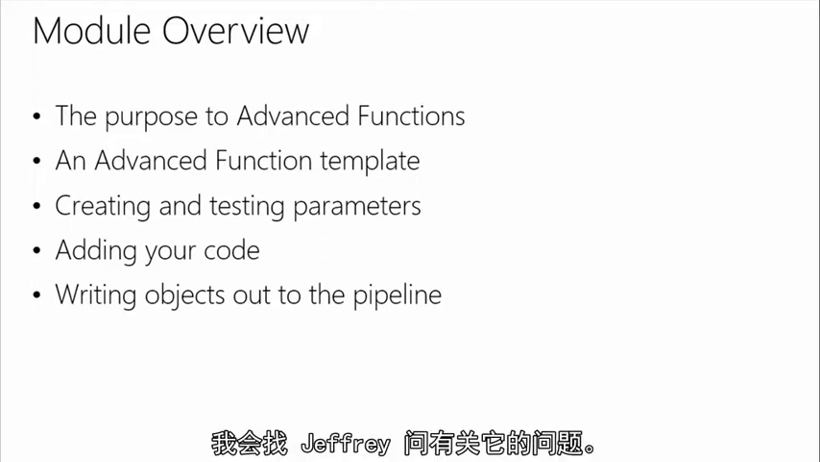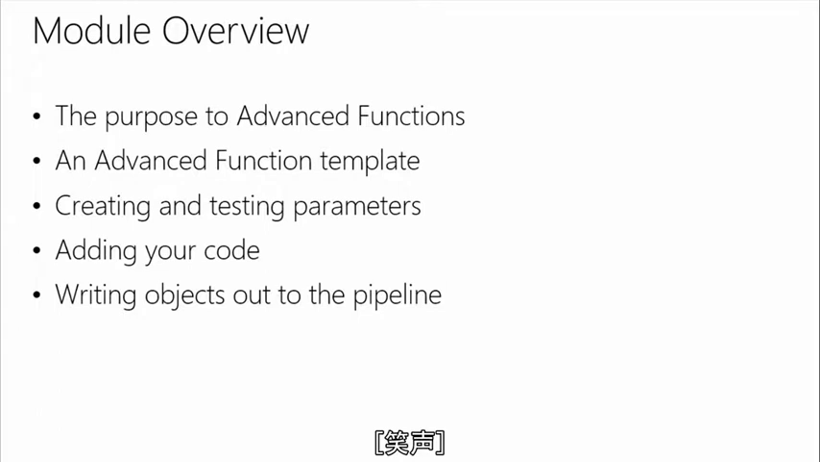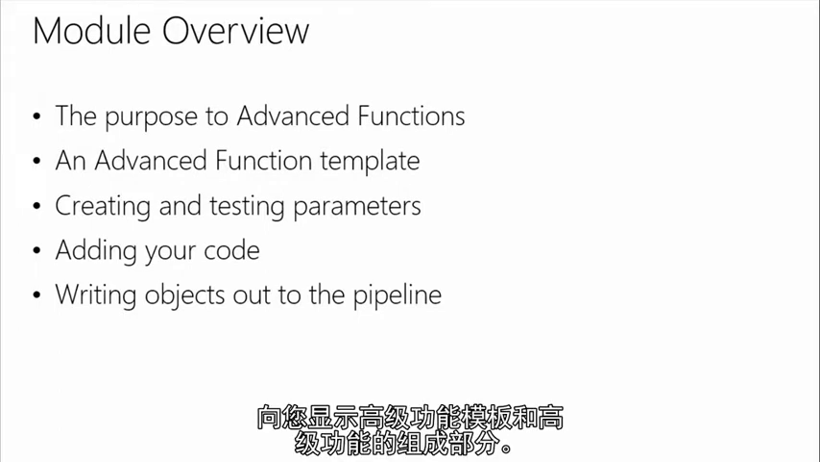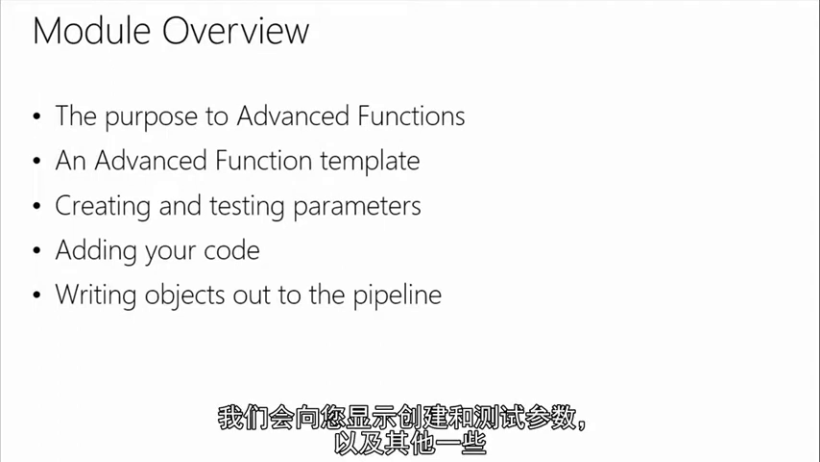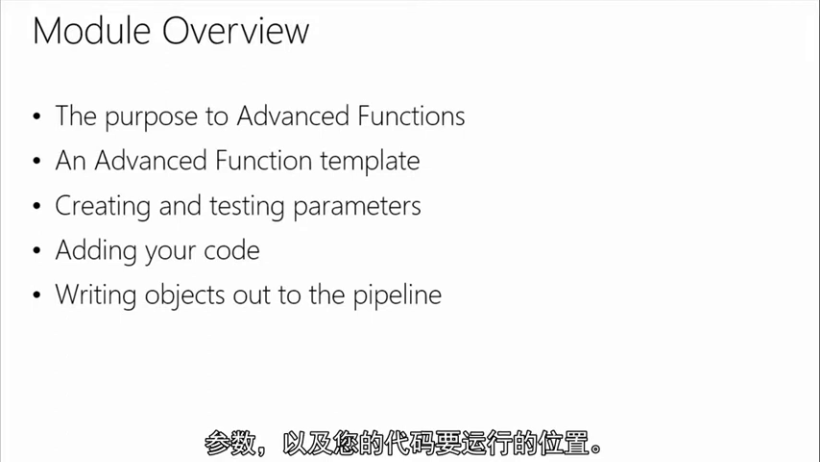In other words, I'm going to ask Jeffrey questions about it. Show you an Advanced Function template and the parts of an Advanced Function. It's not much harder than what we've been working with. We'll show you how to create and test parameters, some more parameters, and then where your code should go. And then something really cool, getting stuff out to the pipeline. In other words, we're going to start turning this into a pretty doggone cool tool.